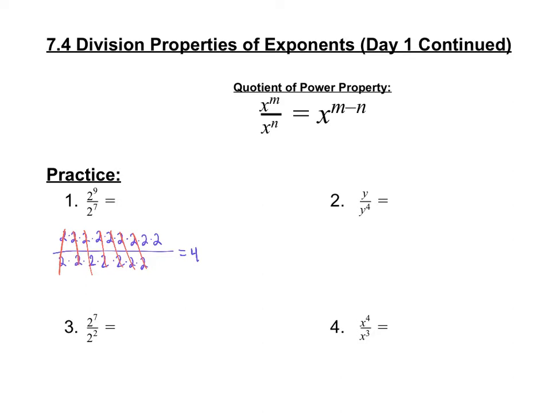So if you wanted to use our properties, it would have been 2 to the 9 minus 7th power, which is 2 squared, which is 2 times 2, to again get us to 4.